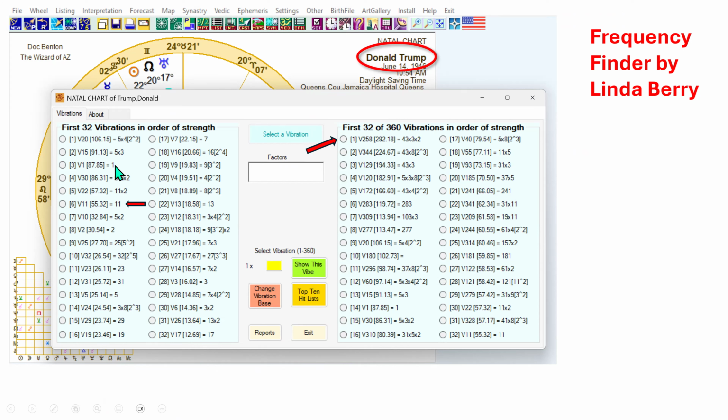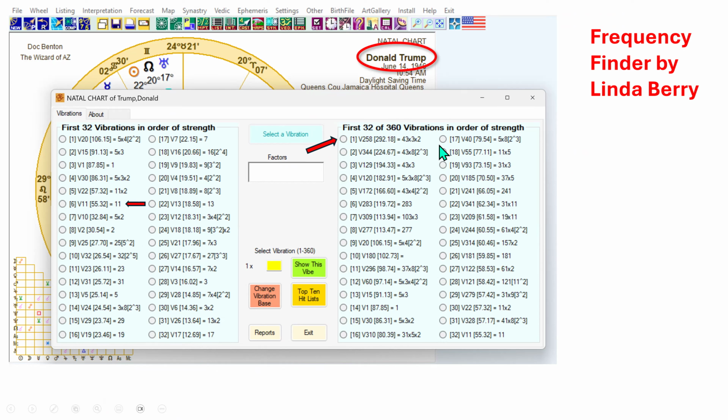Number 3 on the list is the 1 harmonic. That's the natal chart. His natal chart's very strong. The first harmonic in this list which is less than or equal to 12 is the 11 harmonic. And I'll look at that quite a bit in part 3.